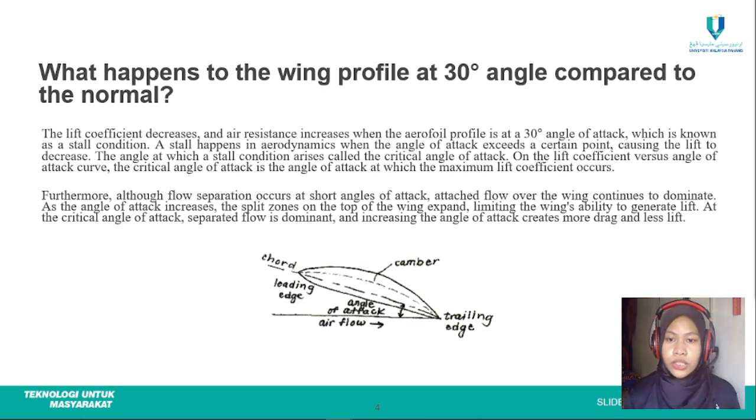Furthermore, although flow separation occurs at a small angle of attack, attached flow over the wing continues to dominate. As the angle of attack increases, the separation zone on the top of the wing expands, limiting the wing's ability to generate lift. At the critical angle of attack, separated flow is dominant, and increasing the angle of attack creates more drag and less lift.